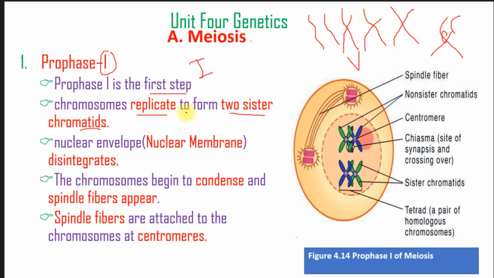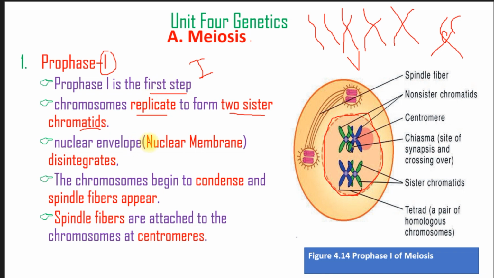The chromosome replicates to form two sister chromatids. The nuclear envelope, or in short the nuclear membrane, disintegrates or disappears.